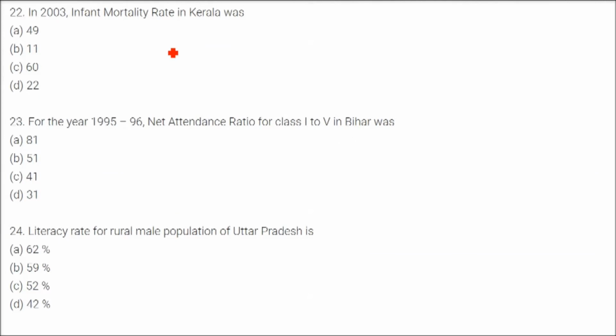In 2003, the infant mortality rate in Kerala was only 11, while Punjab had 49. For the year 95-96, the net attendance ratio of class 1 to 5 in Bihar was 41. The literacy rate for the rural male population of Uttar Pradesh is 52%.